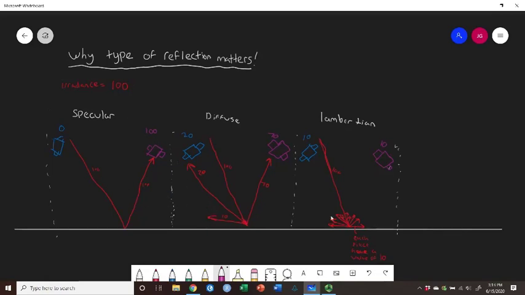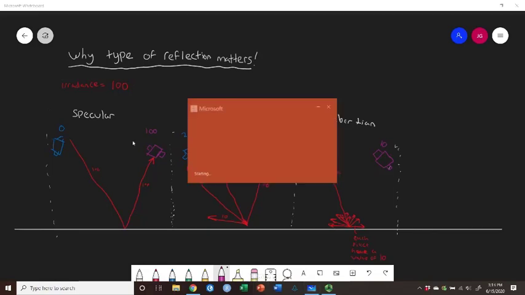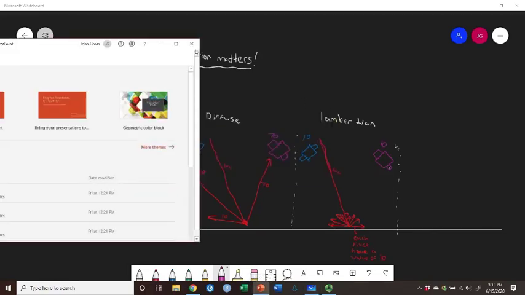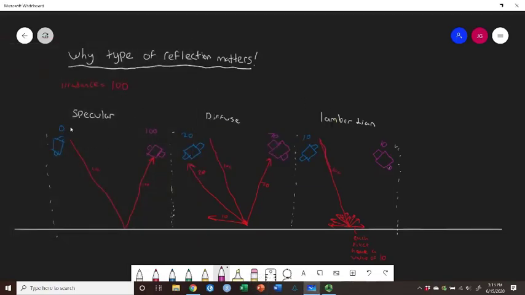So again, we've simplified this idea. It's a lot more complex than this, but just to give you an idea of why the type of reflection matters. It matters because depending on the type of reflection you have, if you have specular and your sensor's in the wrong spot, it's not going to get anything. If you have diffuse, it really depends on where your sensor is. And in Lambertian, it's even in all directions, but you're still not getting the full radiance.